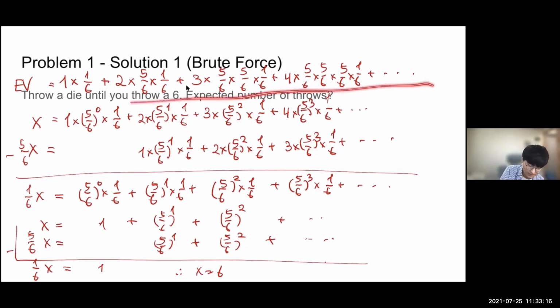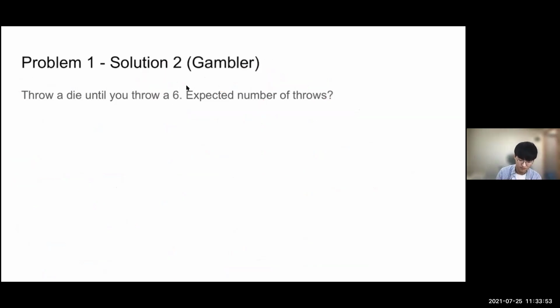So I hope this part makes sense, because the expected value is basically the sum of each possible value times the probability of it occurring. So 1 will occur with probability 1/6, 2 will occur with probability this, and 3 will occur with probability this, and so on. So the answer is 6, as you've mentioned, but I'm not really convinced by the argument that you've made. And I want to present an argument that is very similar, but which can be justified.